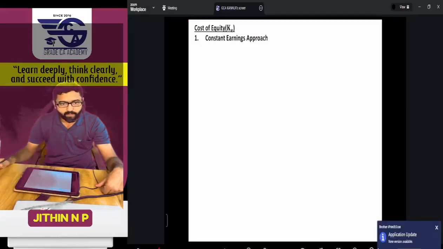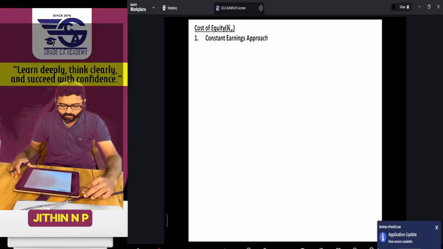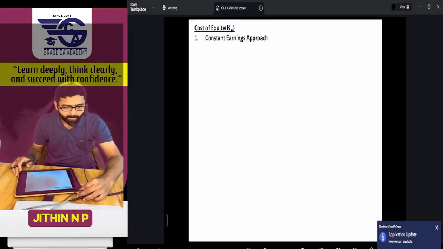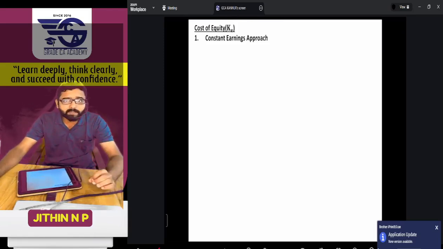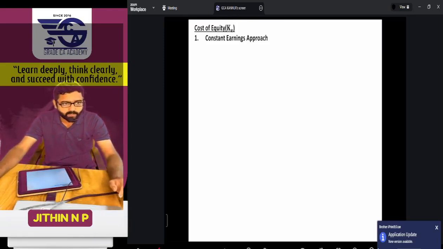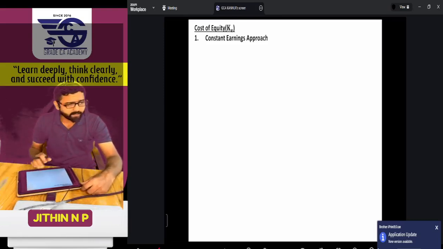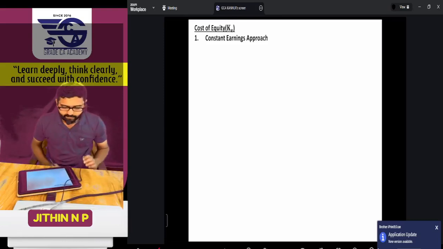Cost of equity. Cost of equity means the expectation of equity shareholders. The expectation of equity shareholders' return is called the cost of equity. We can compute the cost of equity in four or five methods.